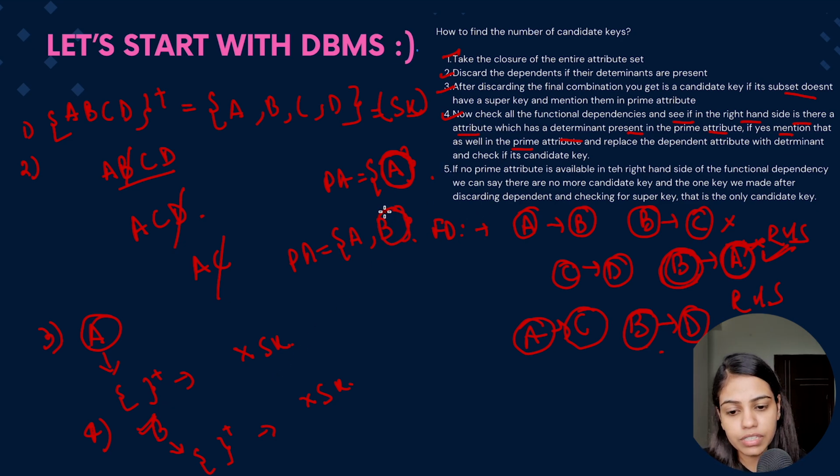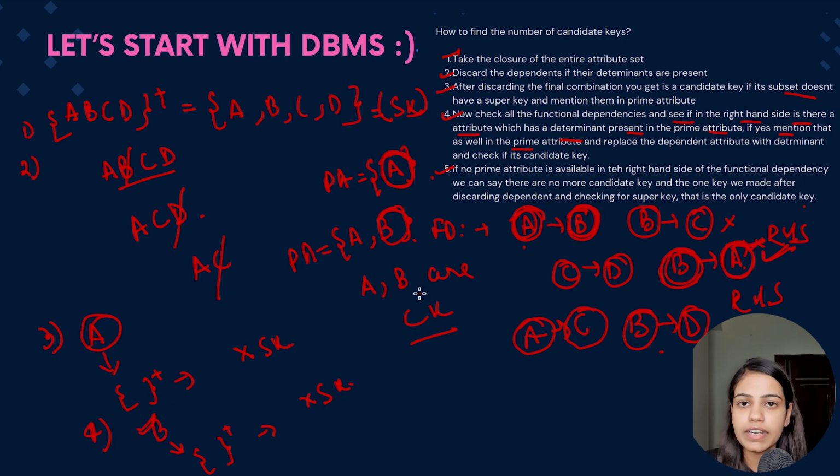Now for B, we have to see if B is present on the right hand side of any of the functional dependencies. Yes, B is present in this functional dependency, but A already is a candidate key, as we have already seen. So we have to do nothing, because B is not present on the right hand side of any other functional dependency. If no prime attribute is available on the right hand side of a functional dependency, we can say that there are no more candidate keys, and the key we made after discarding the dependents and checking for the super key is the only candidate key. So right now we can say that A and B are the only candidate keys in this particular relation. This is how we find the candidate key. Here we can see that there are two candidate keys.